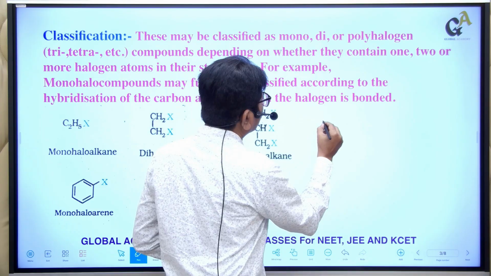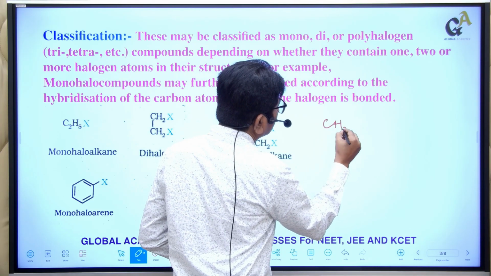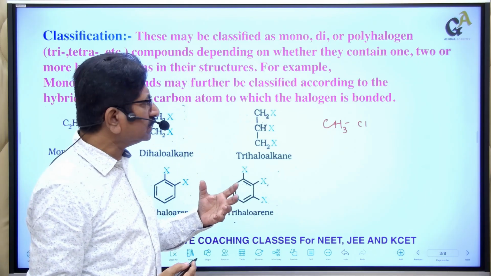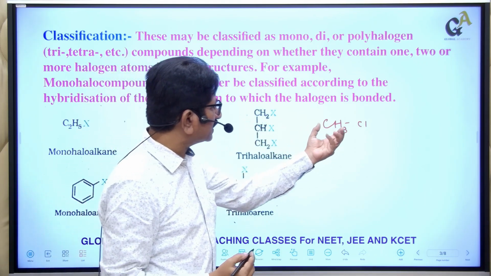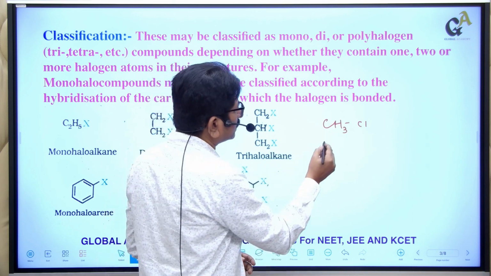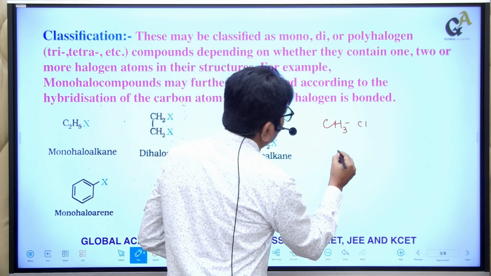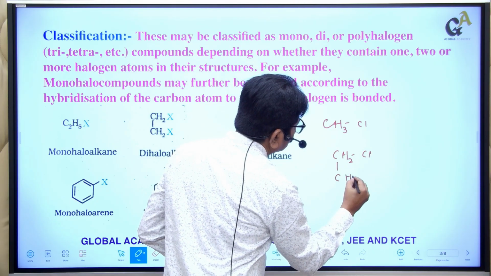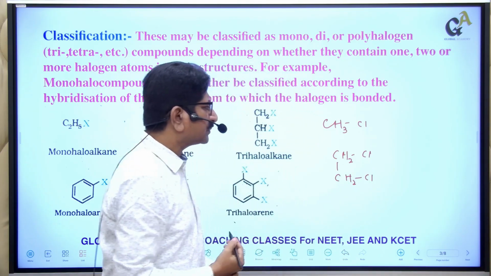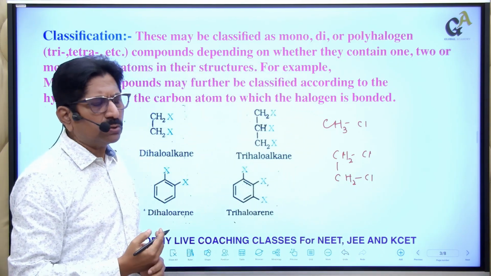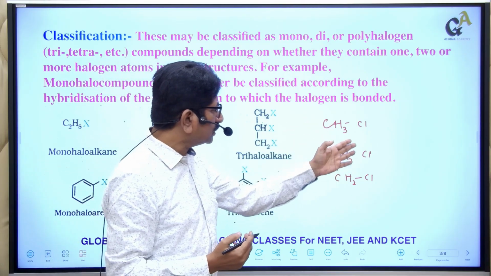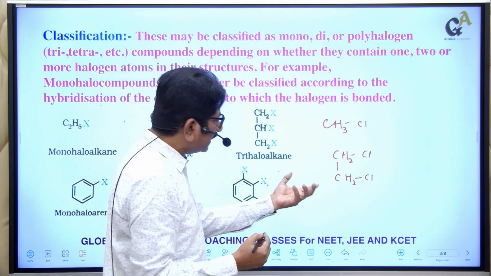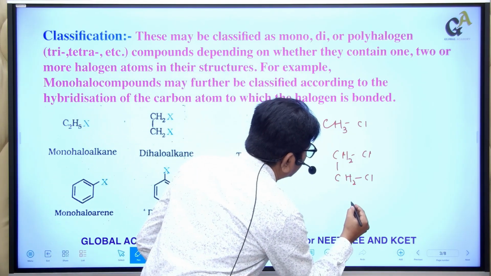We can write the first example, CH3Cl. So this is a monohalogen compound. One halogen atom is present, a chlorine, and it is called methyl chloride. Similarly, one more compound we can write, that is CH2Cl CH2Cl. This is the second compound, a dihalo compound, where there are two halogen atoms, and this is called dichloroethane.